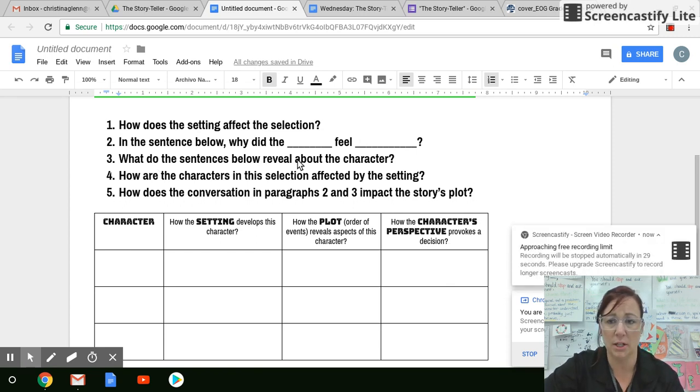What do the sentences below reveal about the character? Make sure that you go back and look at that and say, okay, I know that these are the words that were given to me, or the example, or the plot, or the setting. How is that impacting the character?